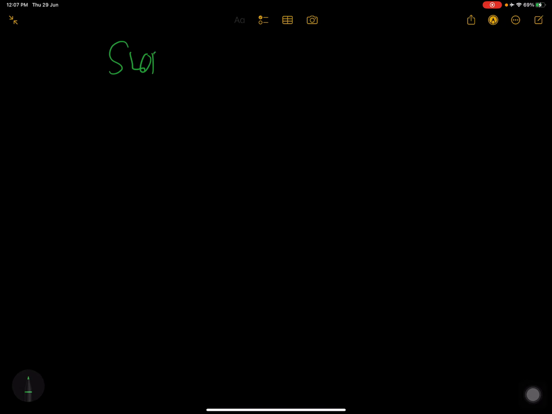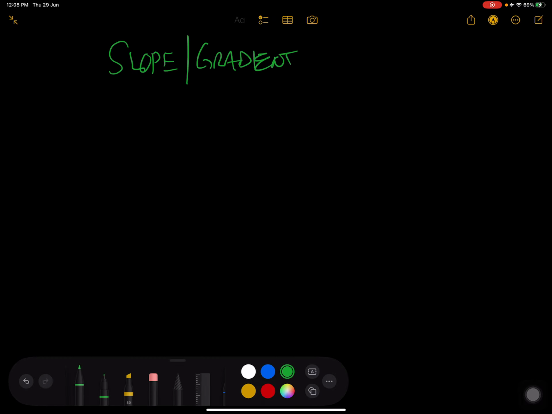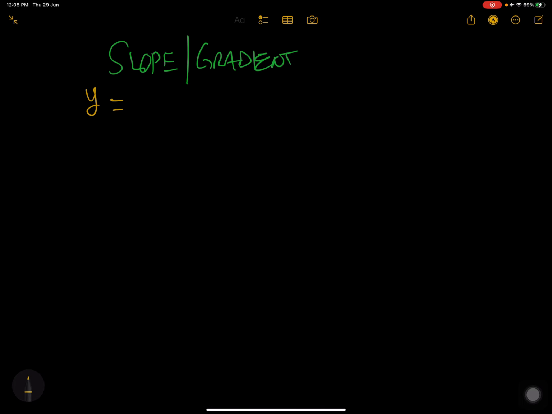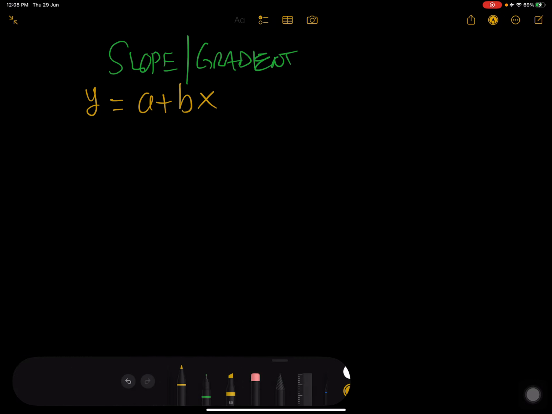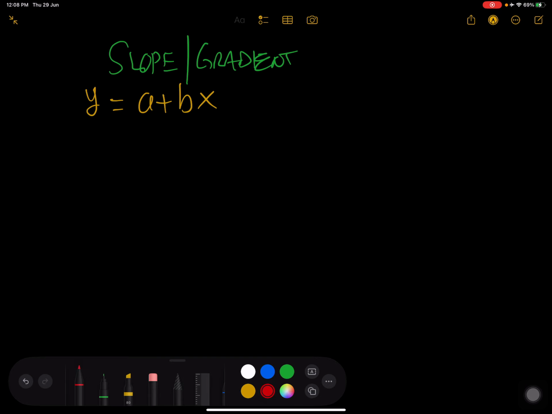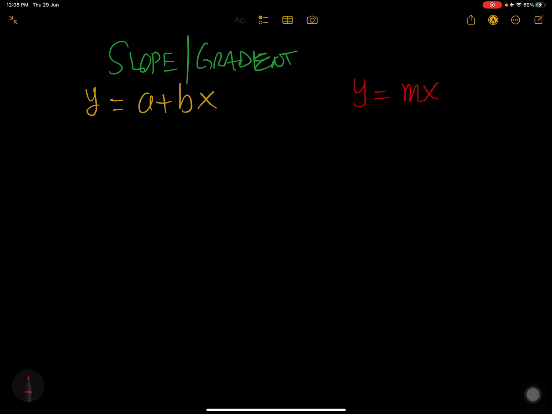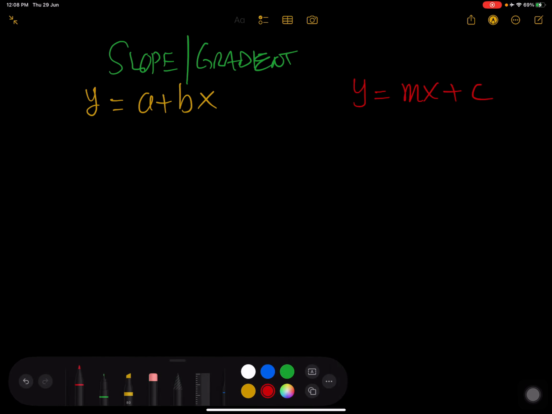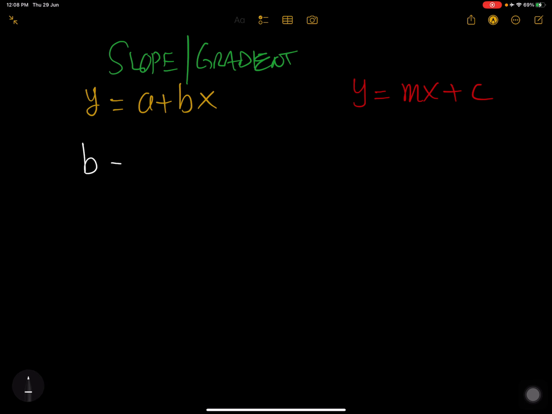So we are going to look at slope or a gradient. How do we arrive at that? Let's say that we are still sticking by the first equation, y is equal to a plus bx, right? Or it could be y is equal to mx plus c, right? So we are saying that the b, which is the same as the m, is what we call the slope, or what we call the gradient.